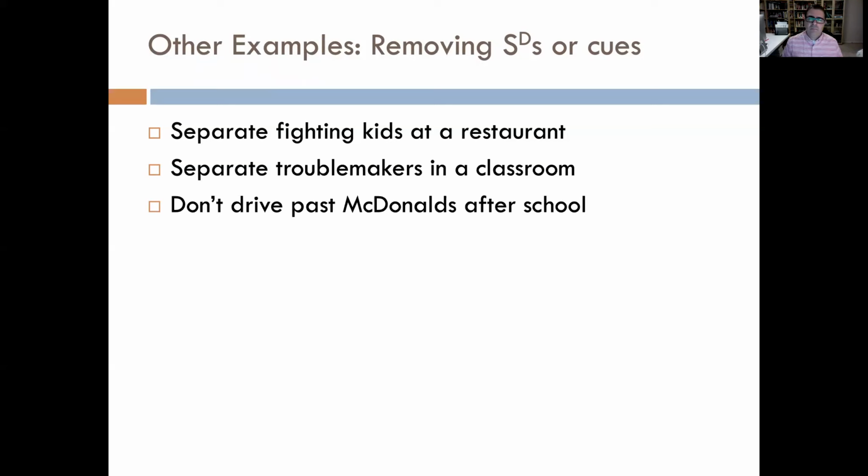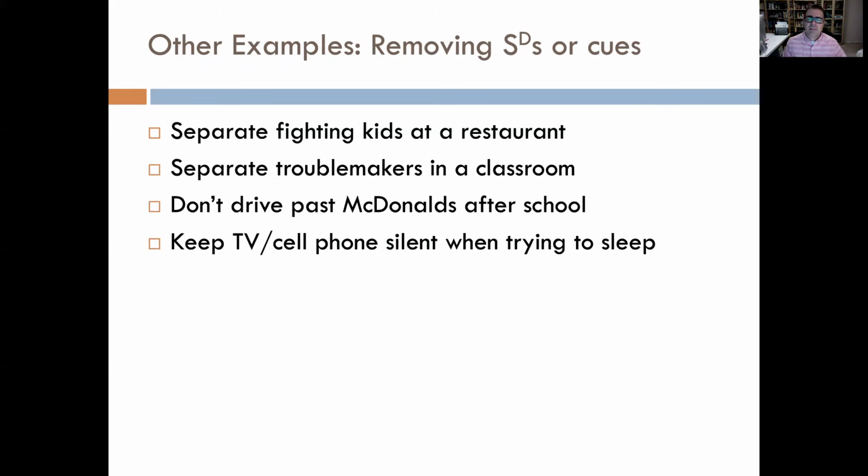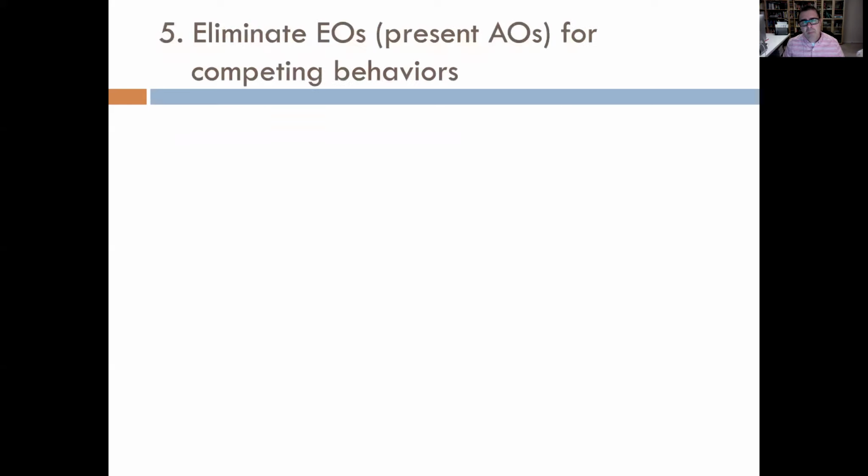Now, if you don't want to eat unhealthy food, don't drive past fast food on the way home. Sometimes hard to do that, right? Because they're everywhere. Keeping TV, cell phone silent when trying to sleep, right? Because they might be discriminative for checking your email or checking social media, because every time you do that, there's going to be something that is going to be reinforcing, right? So your phone makes you engage in those behaviors.